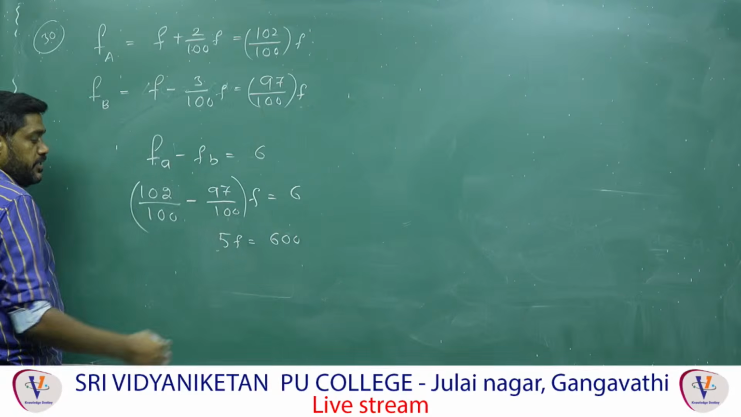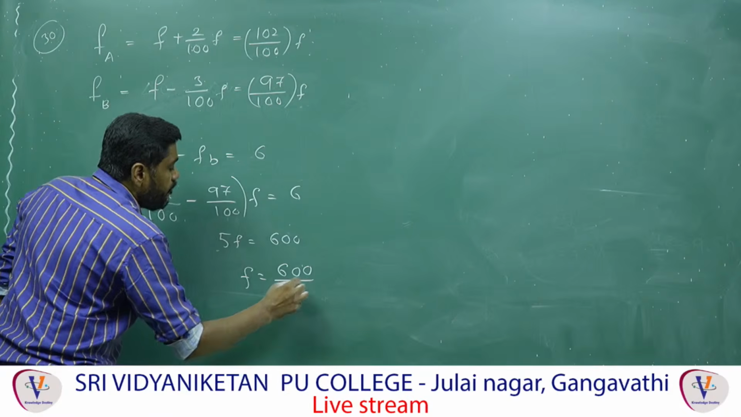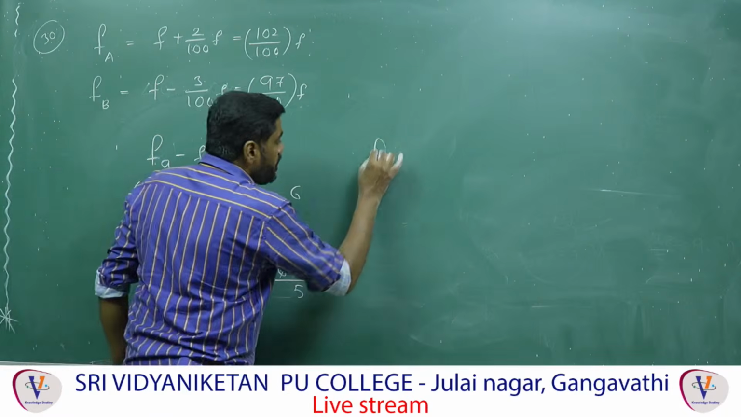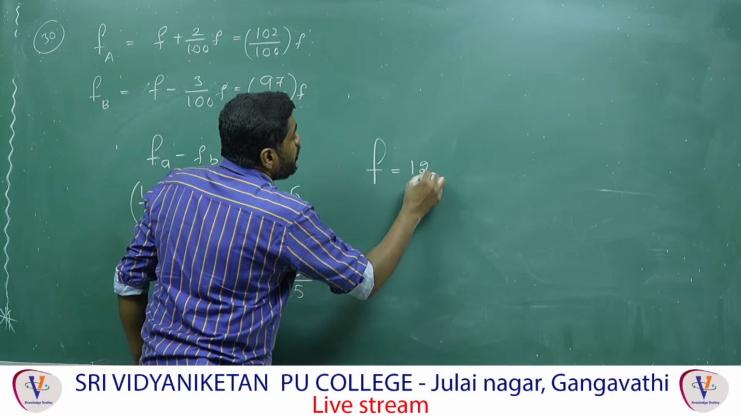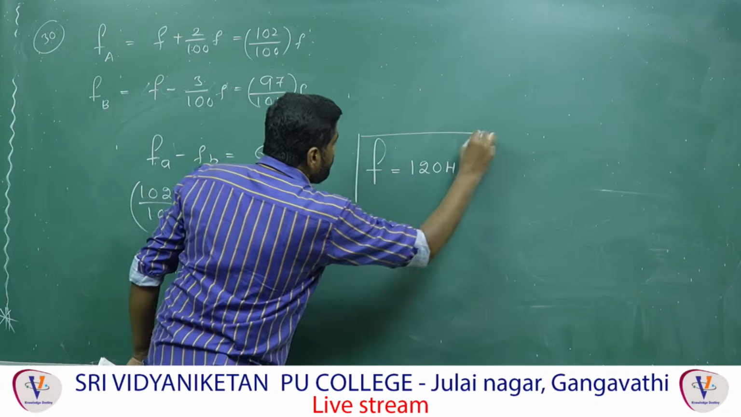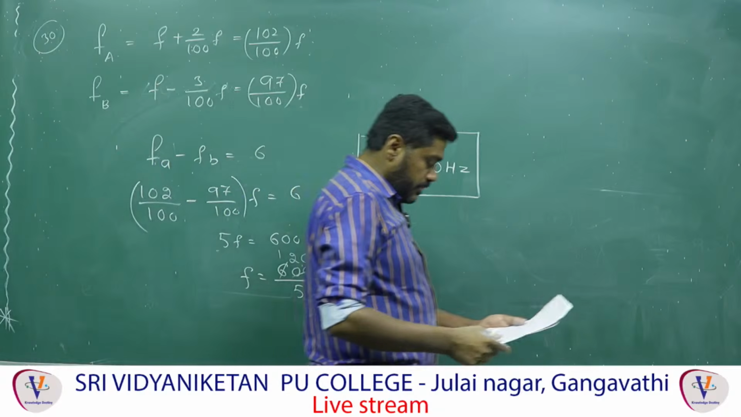The 100 goes, that's it. Therefore, F is equal to 600 by 5. The frequency of the standard tuning fork is 120 hertz. That is the answer for that question. Right, that is the frequency of the standard tuning fork question. Next.